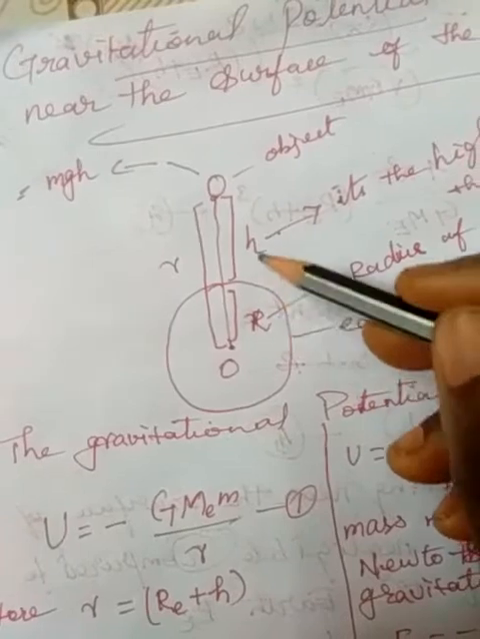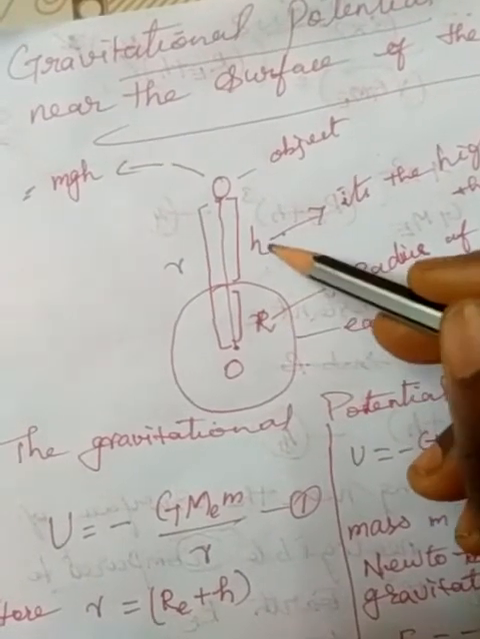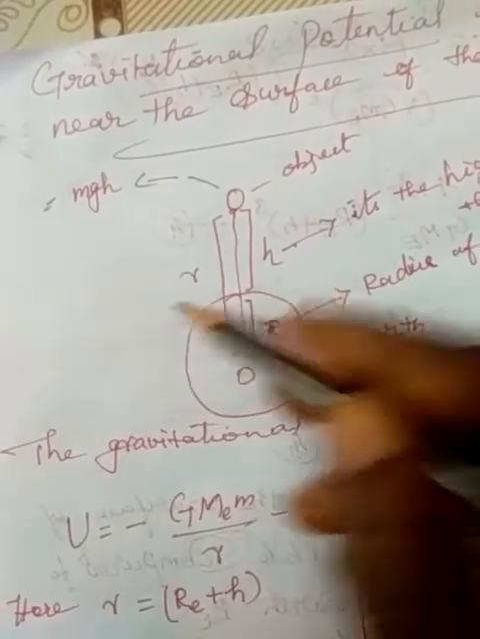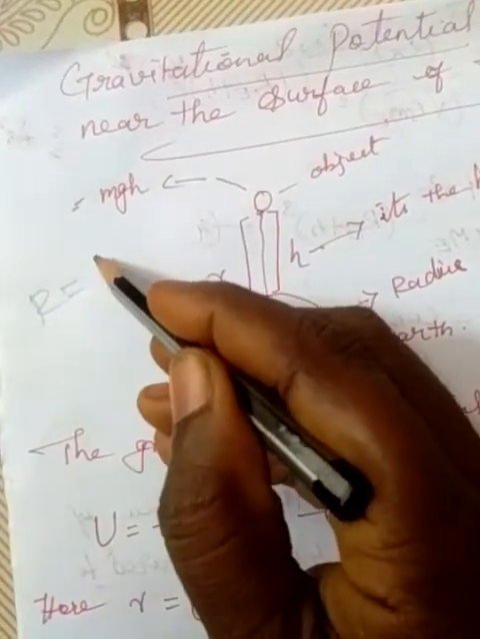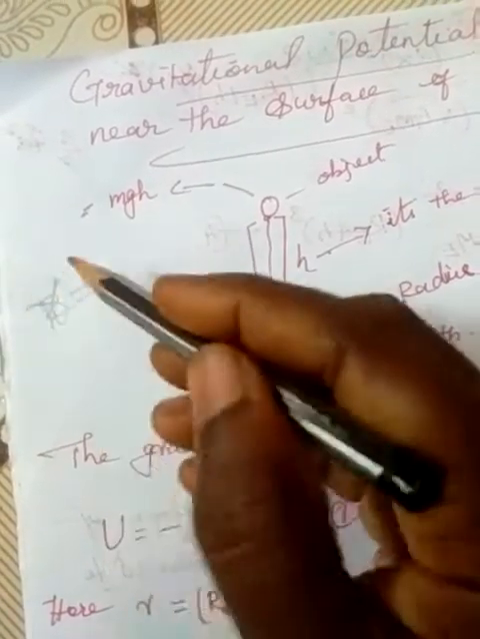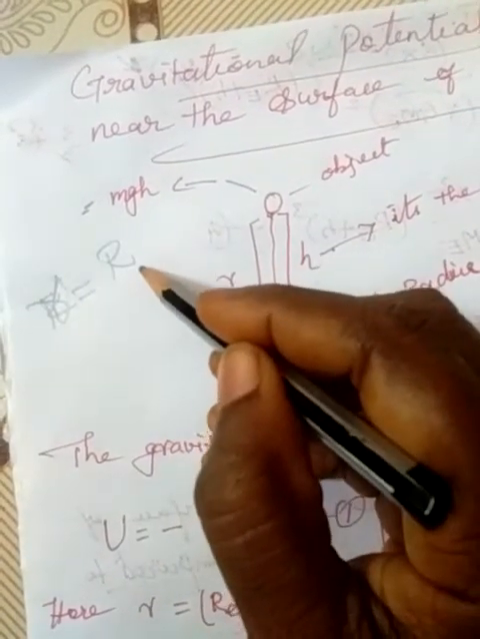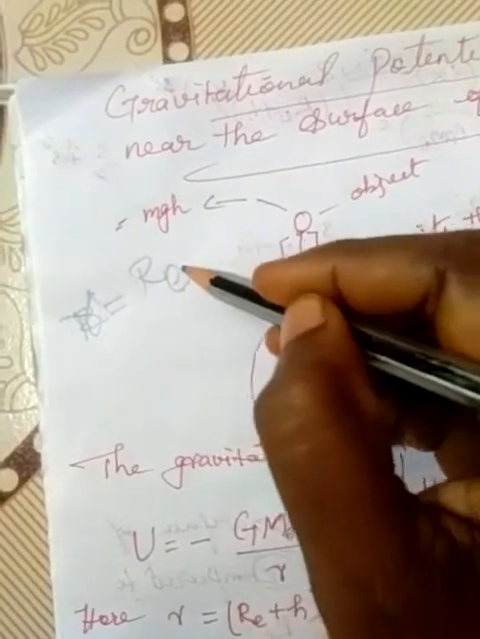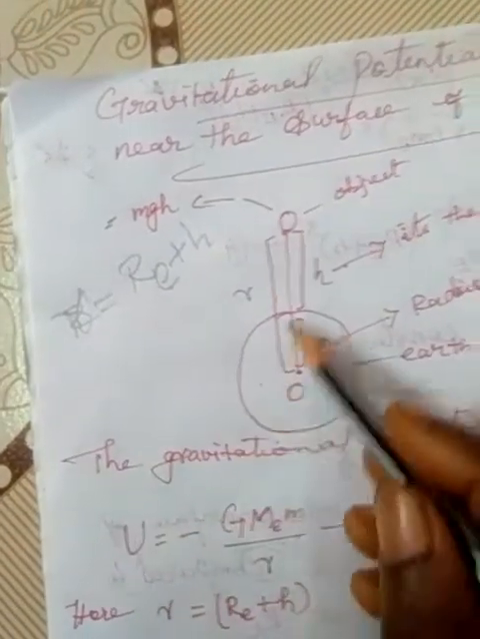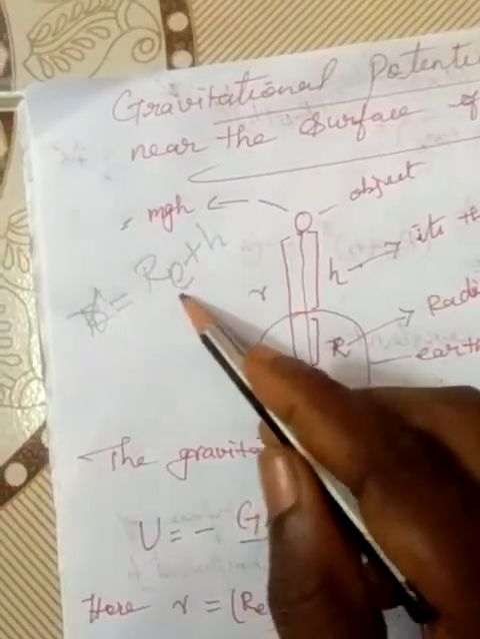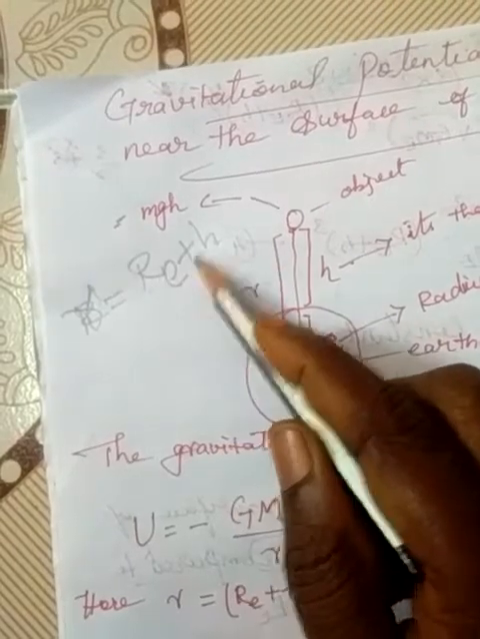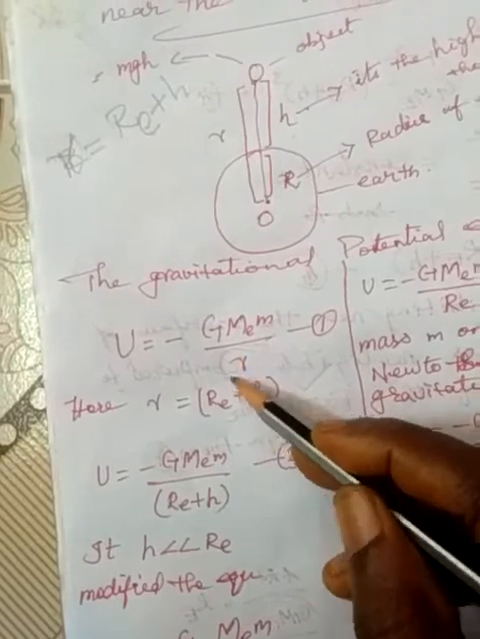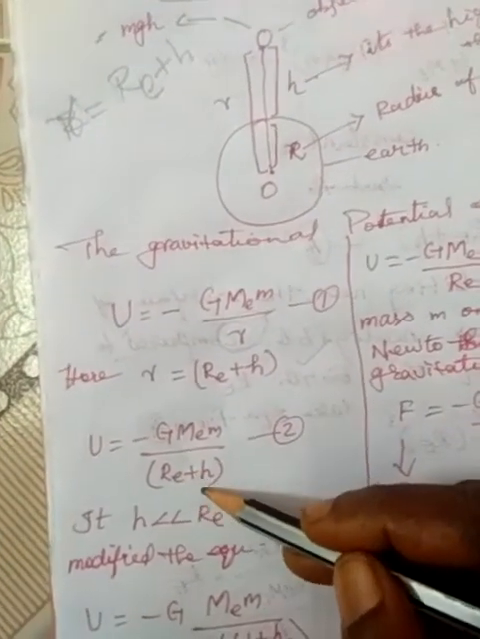When these two values are added, we get r. So we replace the small r with the radius of the earth plus h, writing E for the earth, so R_E plus h. We have to replace the r value with the radius of the earth plus h. So here I changed it, and next I change the formula, replacing it with R_E plus h.